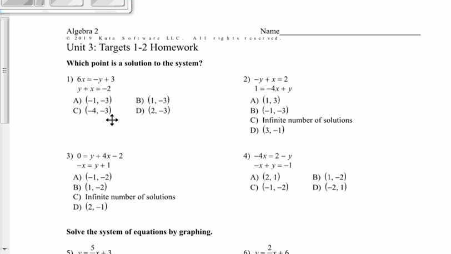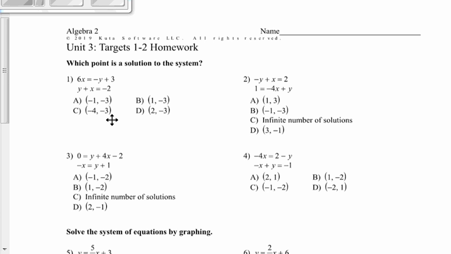All right, today we're working on our Unit 3 Targets 1 and 2 homework. So Target 1, remember, is determining if a point is a solution. The way we do this is by plugging in the x, y coordinate. And we have multiple choice here, so we're just going to have to work through each answer to see if it's true or false until we get to the correct one.